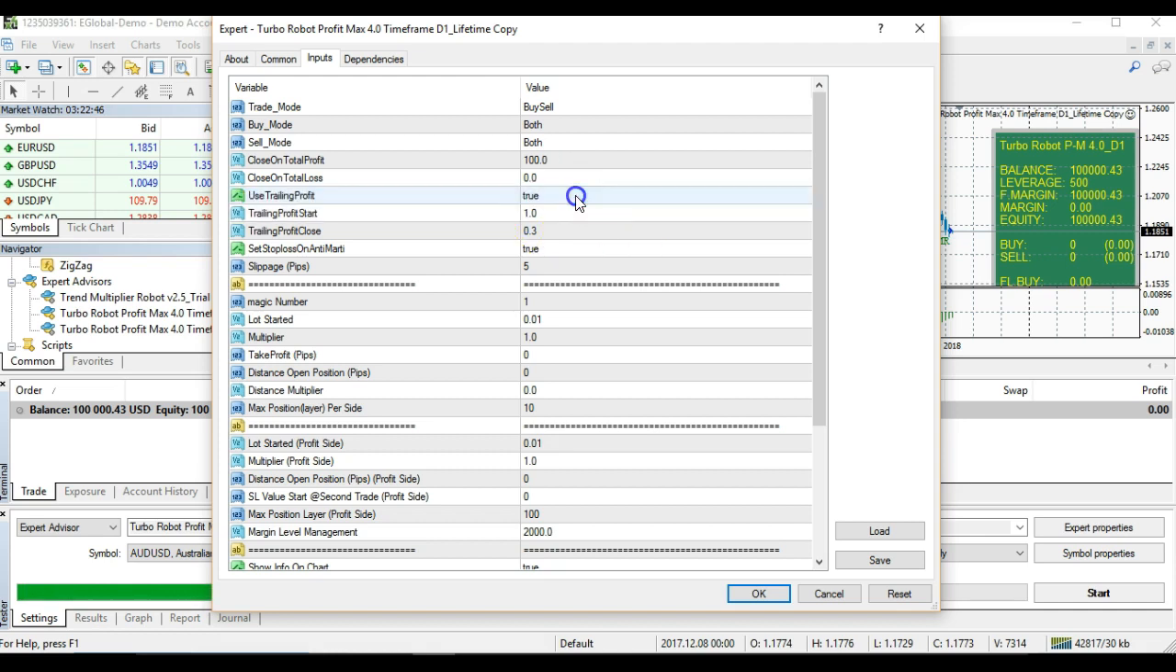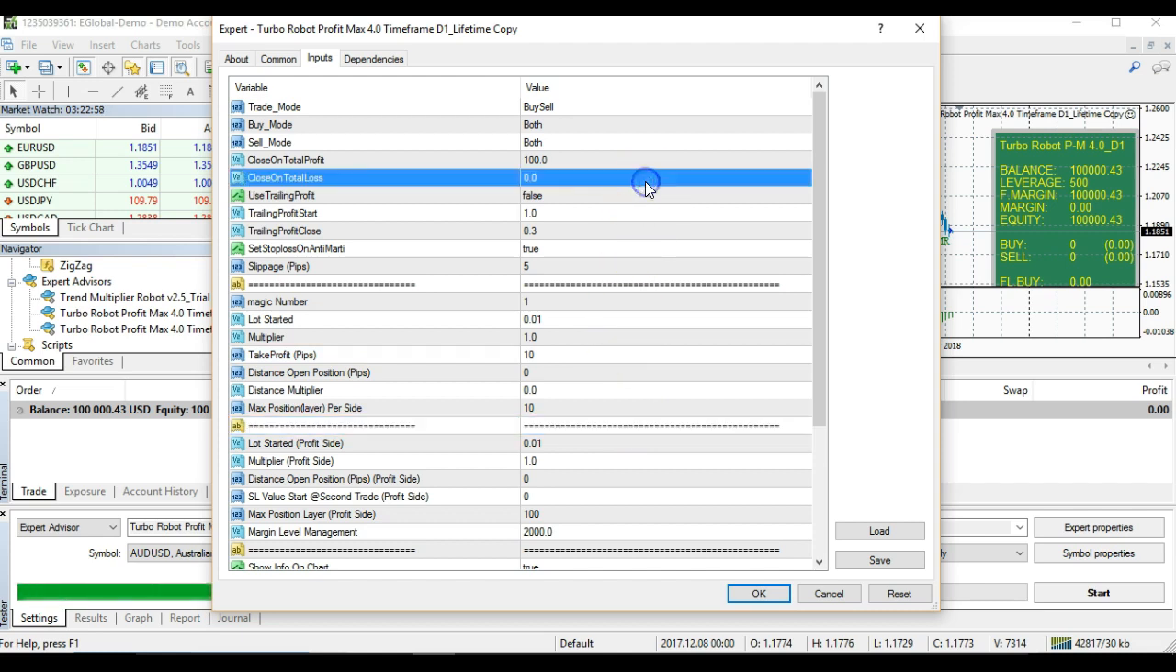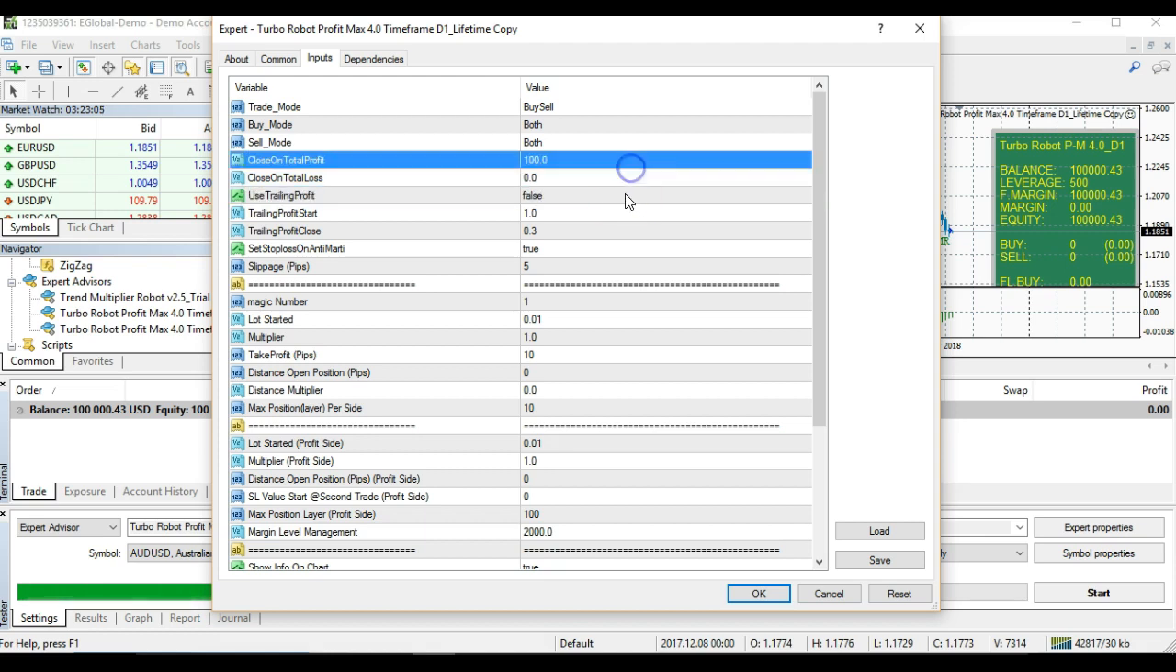If you don't want to use this, you can put it as false. Then you can use the take profit over here. Some traders don't want to take a lot of risk, so they want to put the stop loss. So the stop loss, maybe put it like 10.